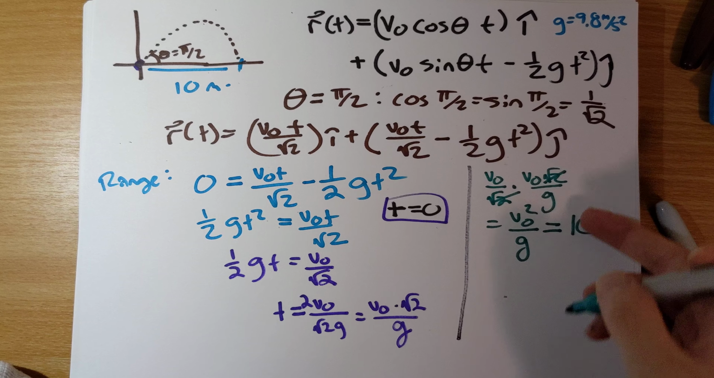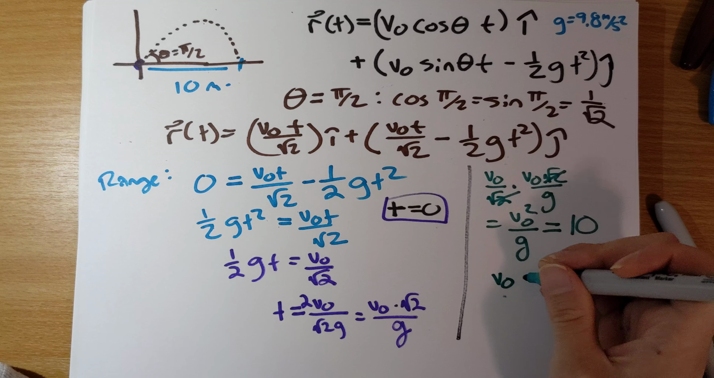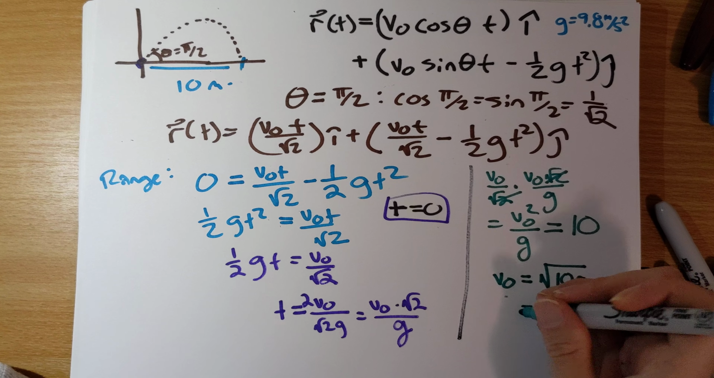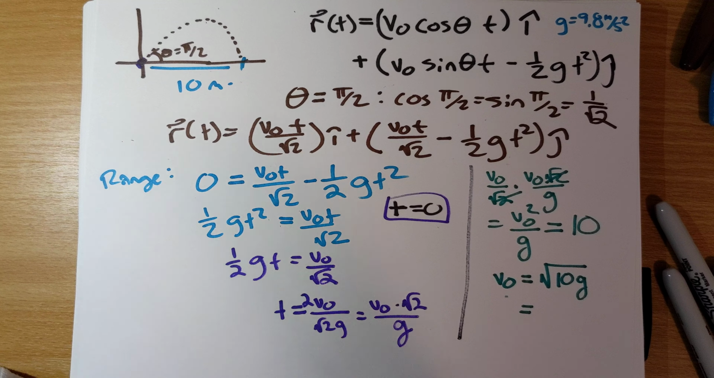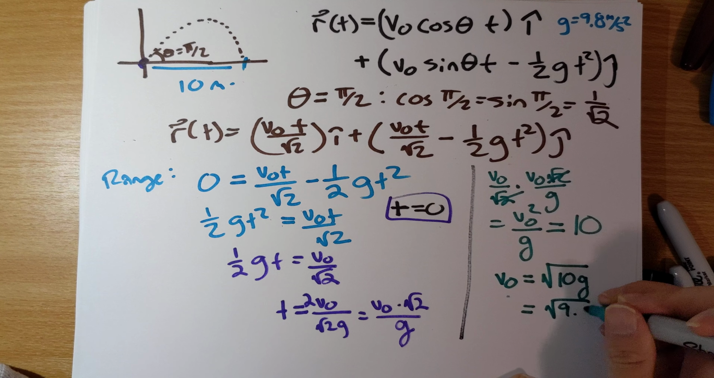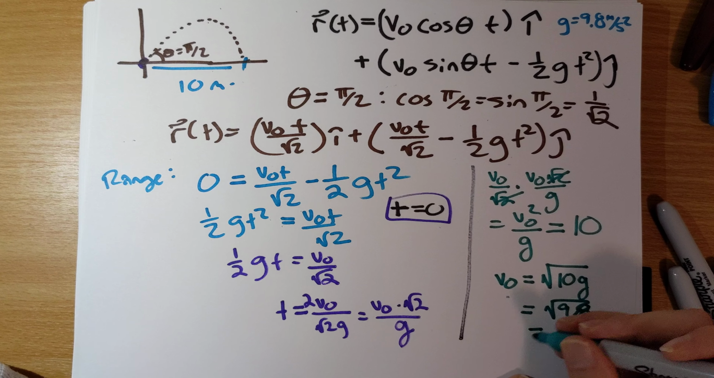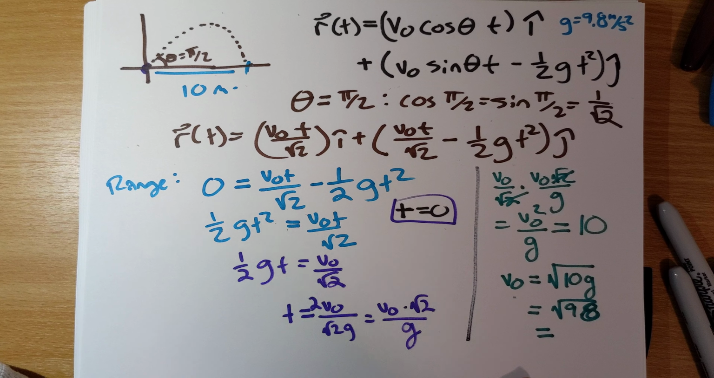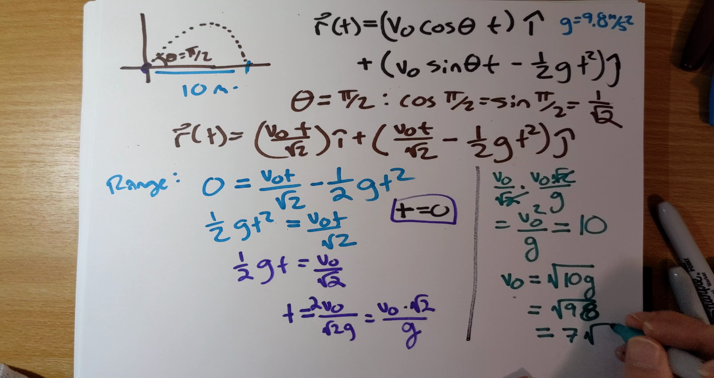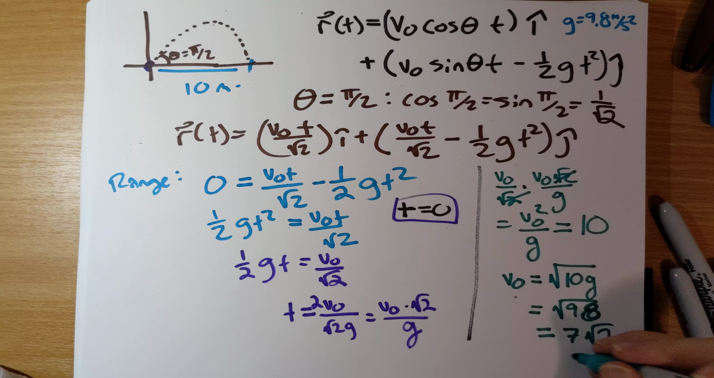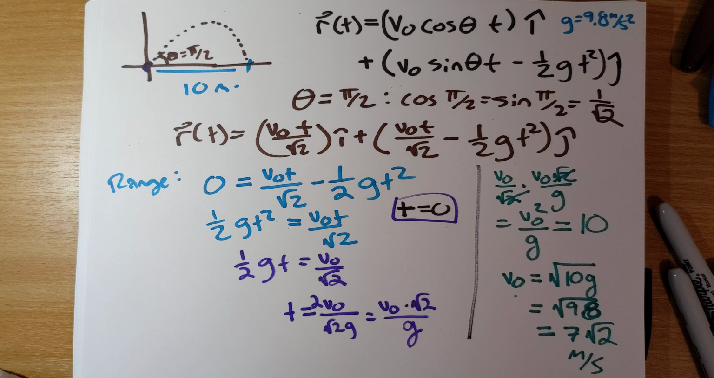So solving this for v naught in terms of g, v naught is equal to the square root of 10g. Using g is 9.8, it's equal to the square root of, oops, there shouldn't be a decimal point there, and so this is like 7 times square root 2. That's our approximation for what the ball's initial speed is, in meters per second. Okay, so that's part A of this problem.